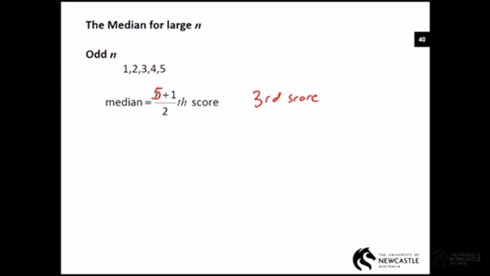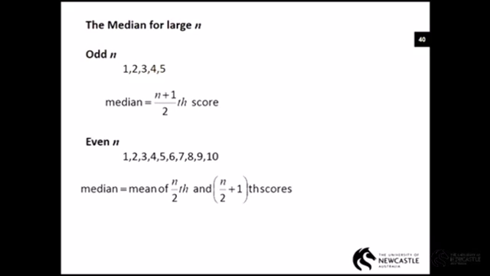It's saying add 1 and then halve it. So for 5 scores, I want the third. For an even number, I know for 10, I want the 5th and 6th. So if you've got an even number of scores, I want to find half of this number and the next one. And so I know that looks horrible, but it says find the mean of the n on 2th, that's like 10 on 2, find the mean of the 5th, and n on 2 plus 1 is just the next one.